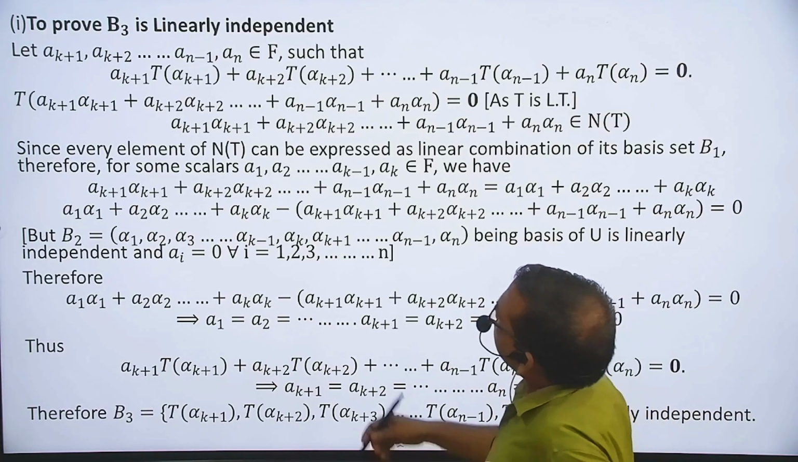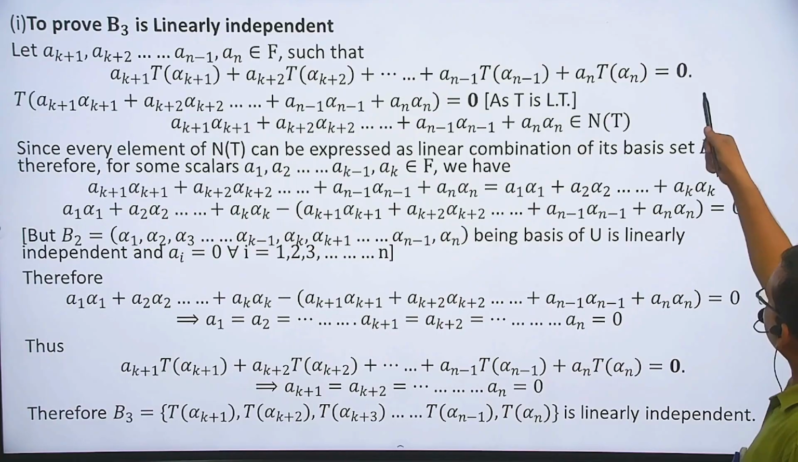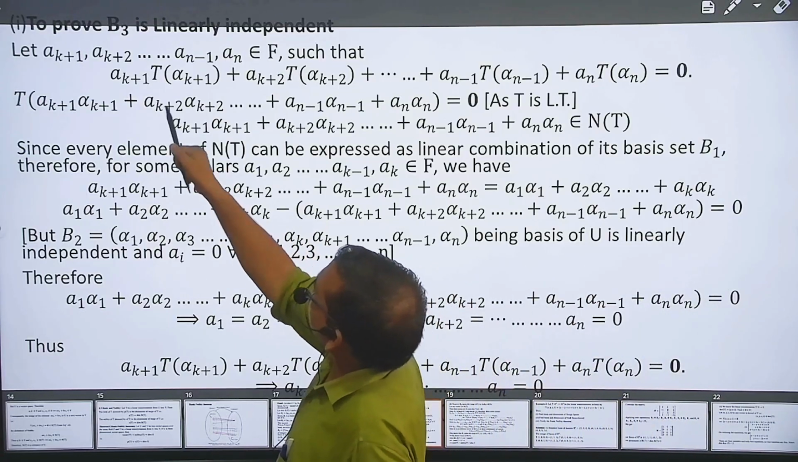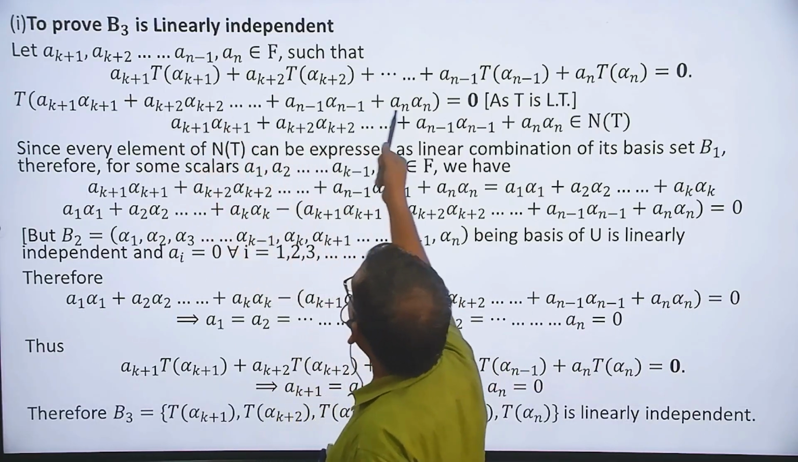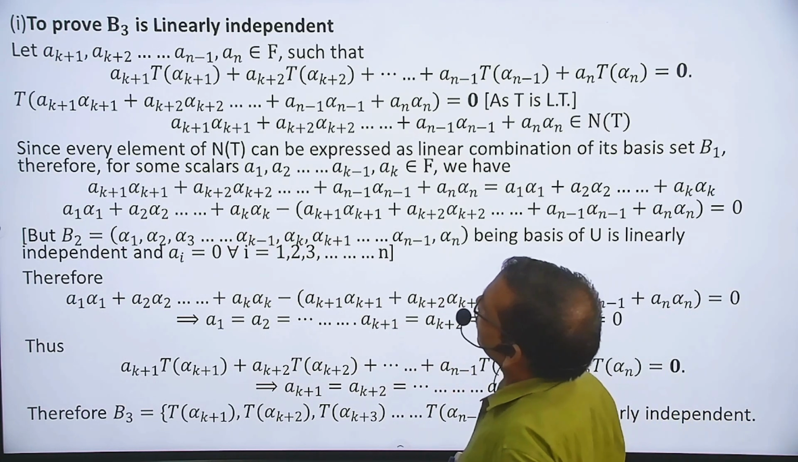Actually, we will take this linear combination equal to 0, and we will show that all the scalars used in this linear combination are 0, to prove linear independence.